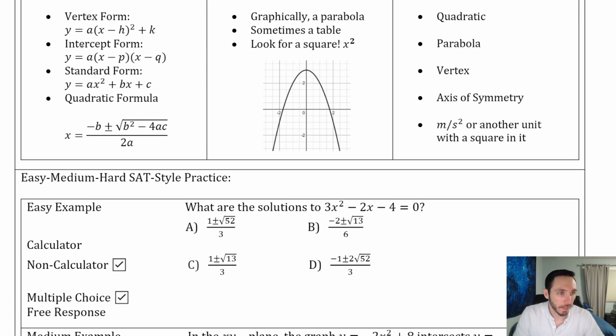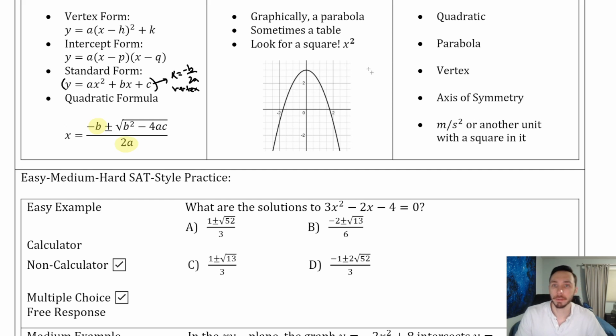All right, so vertex, intercept, standard form, know these three. H and K is your vertex in vertex form. P and Q are x-intercepts in intercept form. And standard form, I didn't write it here, but maybe I should have. You should know that x is equal to negative b over 2a for standard form. This is your vertex. You can even see it if I highlight it here. Negative b over 2a in the quadratic form setup.